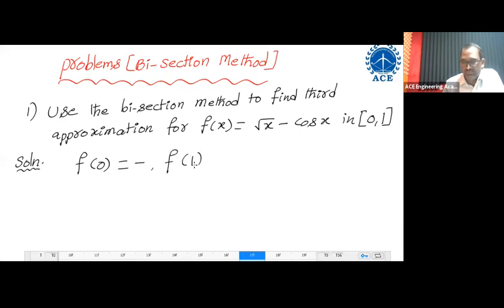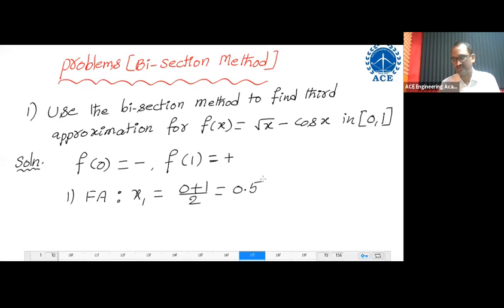Next, f of 1 is root 1 minus cos 1. Cos 1 you find in terms of radians only. So f of 0 and f of 1 are of opposite signs. Then the first approximation is the average of 0 and 1, that is 0.5.